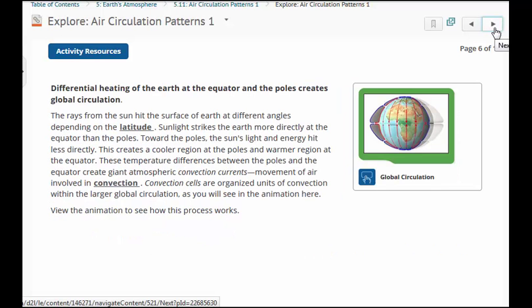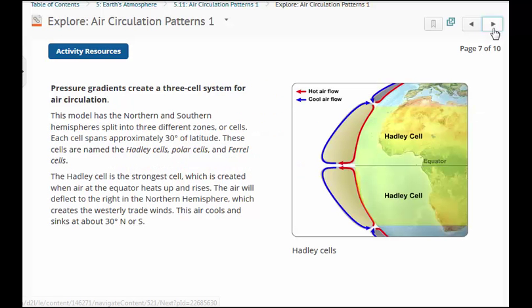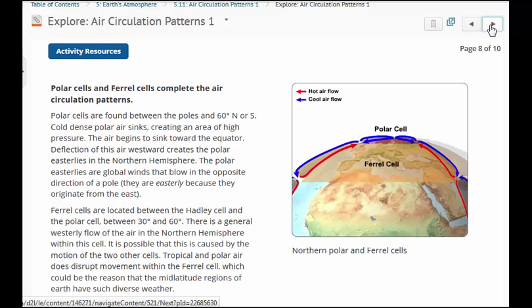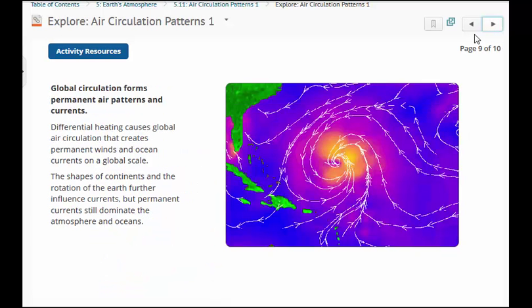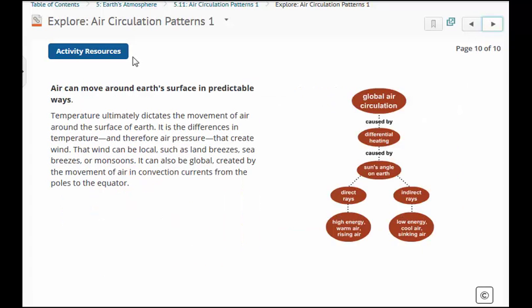Make sure you remember that the Earth is heated most at the equator, and convection cells occur where heat rises at the equator and sinks at the poles. Again, we're seeing this happening here. Make sure you read these paragraphs in the lessons about the different cells and why they form. And because of different pressure and different heating, we get global air circulation.